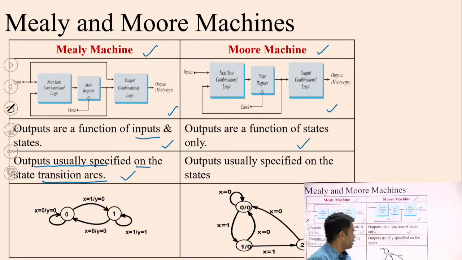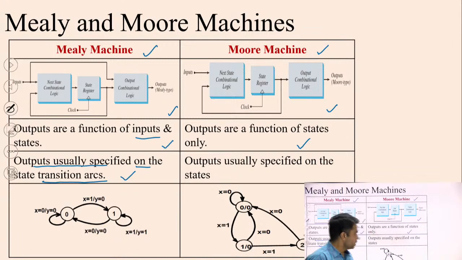Okay, so the representation of output is different in both the types. When we cover the state diagram, this point will be much clearer. So I am leaving it here only, but when we design the state diagram, we will get to know how these things take place.